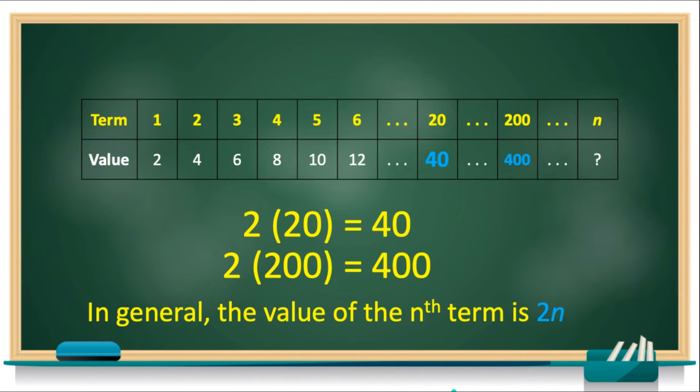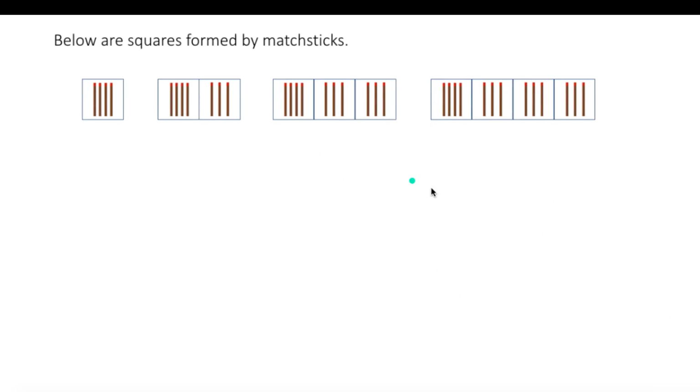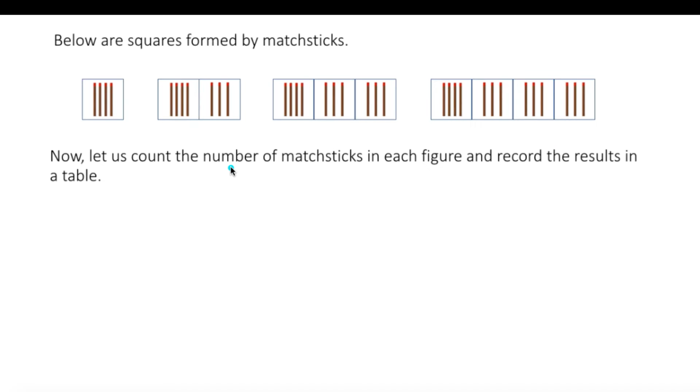I will show another example for you to understand the concept with the use of matchsticks. So let's start. Below are squares formed by matchsticks. Observe how the matchsticks are placed inside each square or group of squares. Now, let us count the number of matchsticks in each figure and record the results in a table.